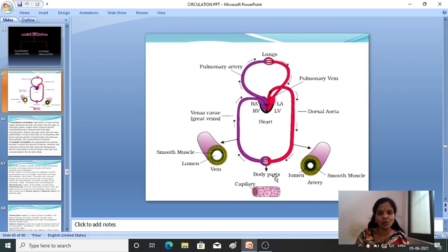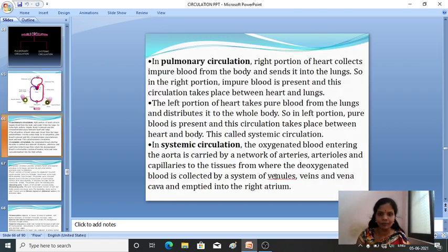Just let me explain what we mean by double circulation in detail. Double circulation deals with two steps: one is pulmonary circulation and the other is systemic circulation. The first one is pulmonary circulation. In pulmonary circulation, the right portion of the heart collects the impure blood, that is deoxygenated blood, from the different parts of the body and sends it to the lungs.